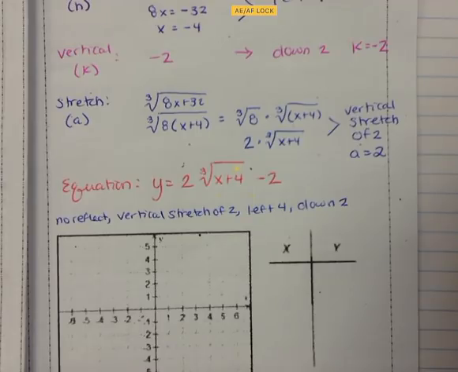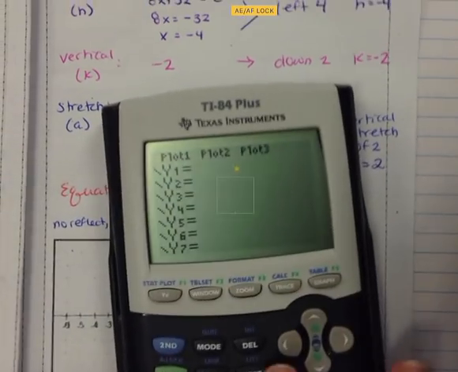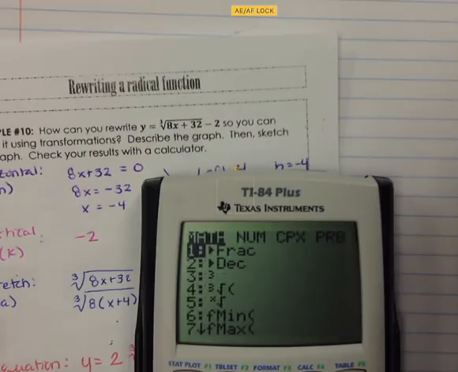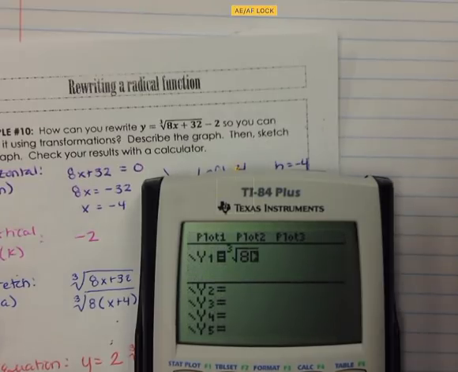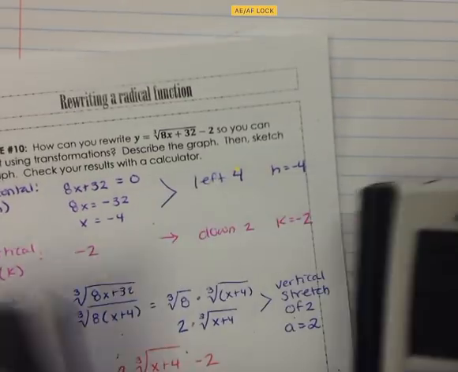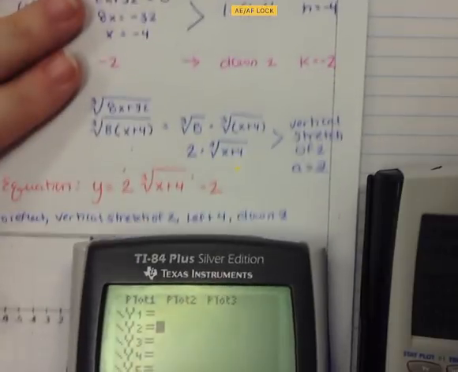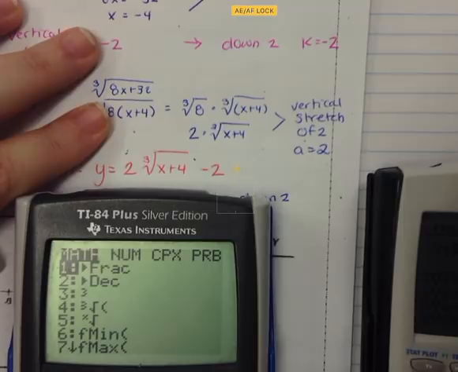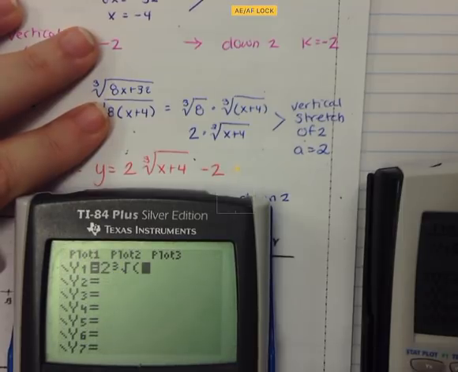I'll get the 2 calculators, get them cleared out. In this first calculator, I'm going to graph the original one. So the cube root, math 4, of 8x plus 32, and then outside of it, minus 2. And then in this calculator, I'm going to graph the new equation we have, which is 2 math 4 cube root of x plus 4, close parentheses, minus 2.